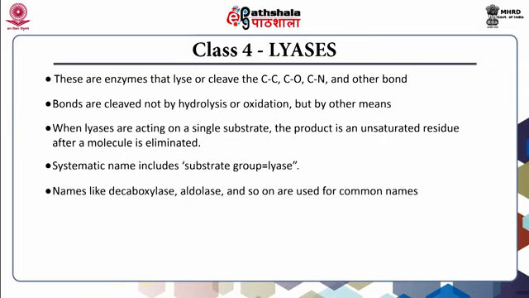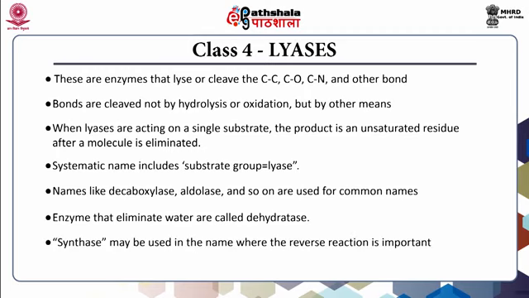Names like decarboxylase, aldolase and so on are used for the common names. Enzymes that eliminate water are called dehydratases. Synthase may be used in the name where the reverse reaction is important. Examples of lyases are pectin lyase and cysteine sulfoxide lyase.